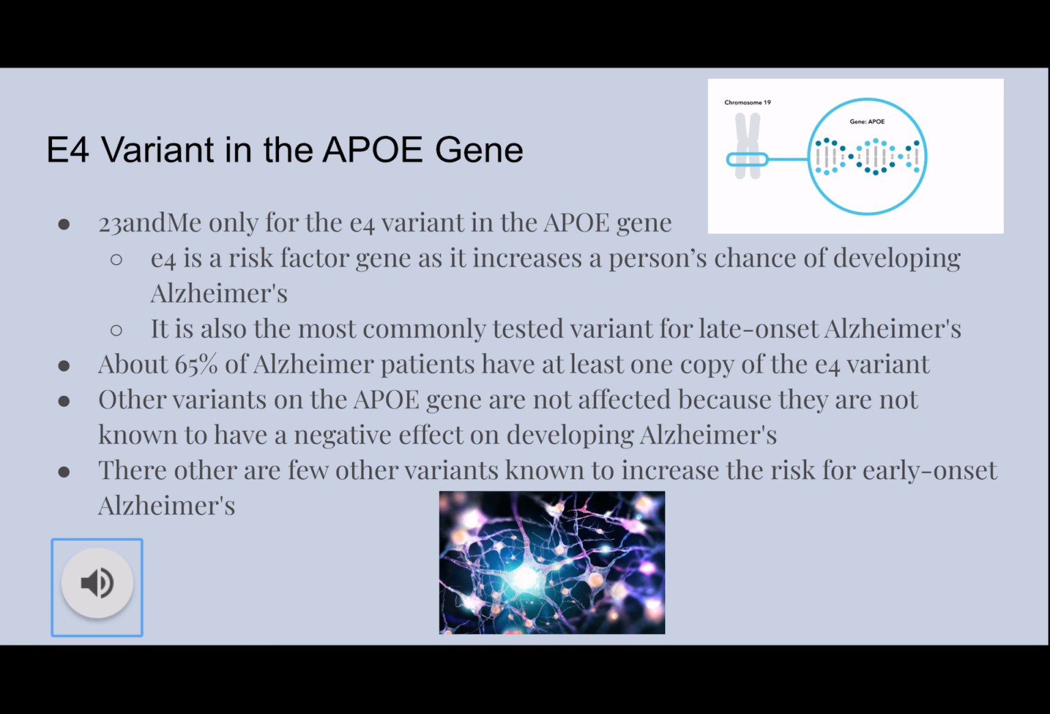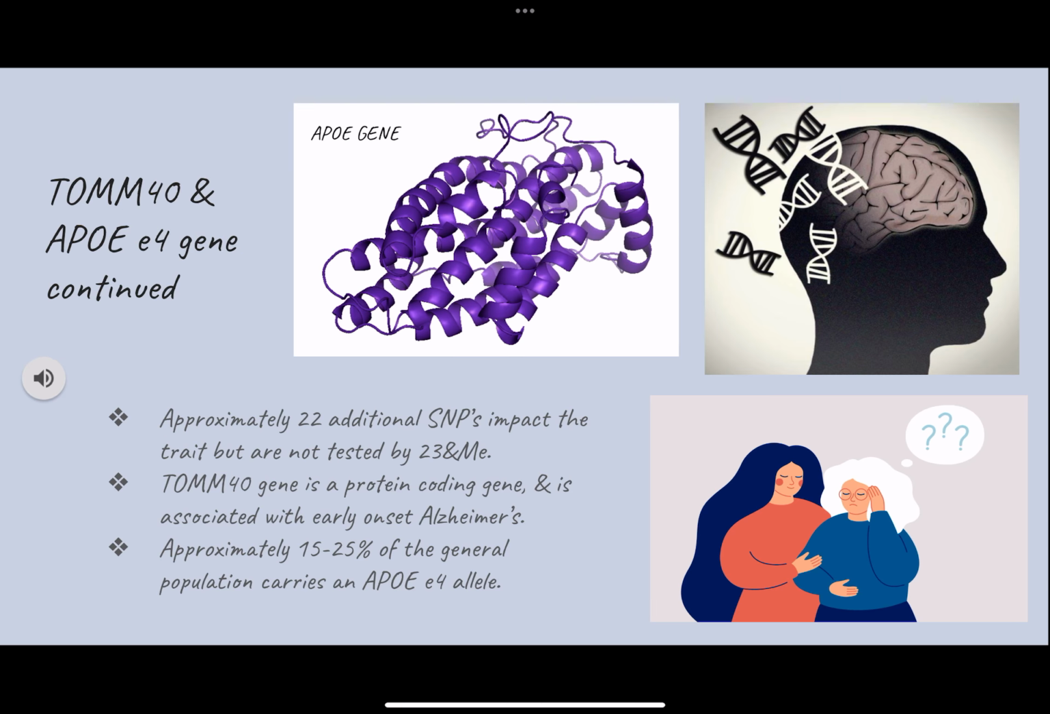There are some other variants, including APP rs63750847 SNP, that is known to increase the risk of early onset Alzheimer's. Approximately 22 additional SNPs impact the trait but are not tested by 23andMe. For instance, the most direct genes that impact it are APOE and TOMM40.